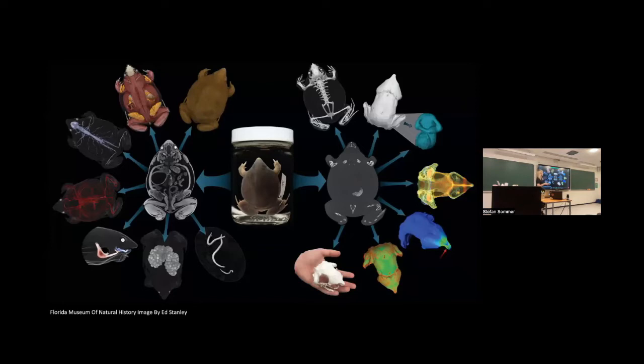But we're getting really good at it, right? Not only does it give you really awesome 3D images like we've all seen in the past days, but we can extract a lot of information. This is the same specimen. This is from Ed Stanley at the Florida Museum, who's a big contributor to MorphoSource and the oVert project to scan 20,000 animals and make the digital data free.